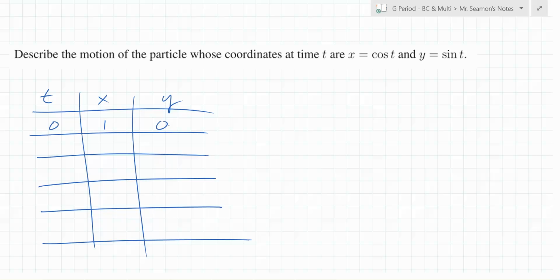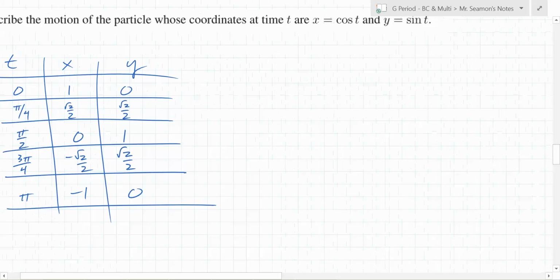Values that nicely come, pi over what? How about pi over 4? What's cosine of pi over 4? It's root 2 over 2, right? And then what's sine of pi over 4? Root 2 over 2. And then pi over 2. What's cosine of pi over 2? 0, and sine is 1. And then what's the next value going to be? 3 pi over 4, right? So what's cosine going to be? Negative root 2 over 2, and sine is root 2 over 2. And then pi. What's that going to be? Negative 1 and 0. We can keep on going, but let's graph those points and see if it tells us something.